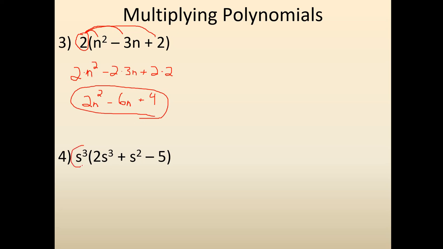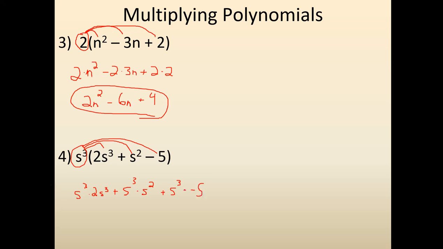3 is the same thing. I'm going to take the s cubed and distribute it to the first term. So I get s cubed times 2s cubed, plus s cubed times the second term, which is s squared, and then s cubed times the last term. So I'm multiplying it by the negative 5.